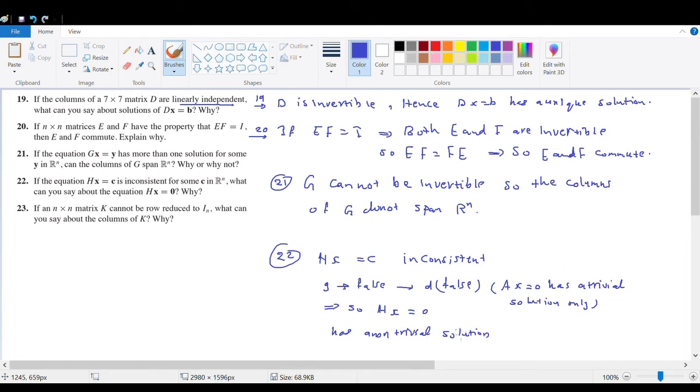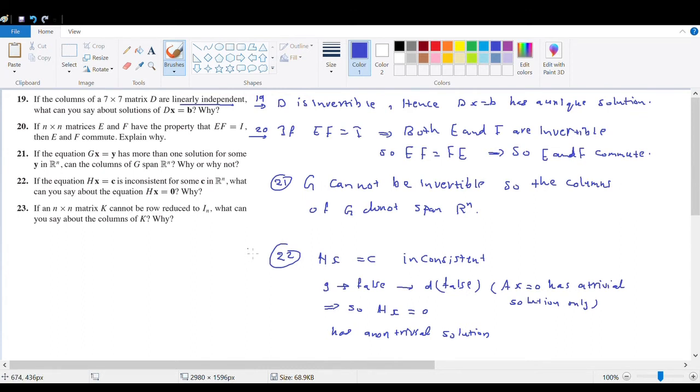In the theorem we have: if the equation Ax equals B has at least one solution for each B in Rn, then the equation Ax equals 0 has only the trivial solution. Now we have Hx equals C is inconsistent, so that means the statement is false. Hx equals 0 cannot have only the trivial solution; it has a non-trivial solution. So we conclude Hx equals 0 has a non-trivial solution.